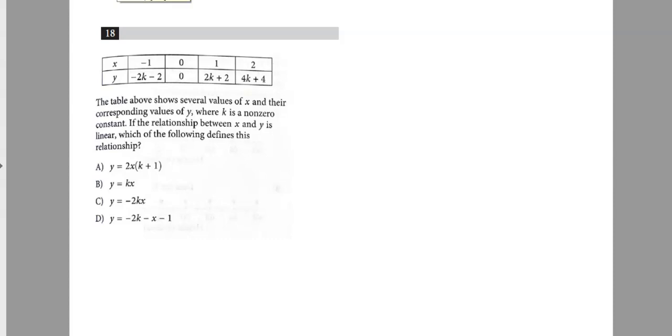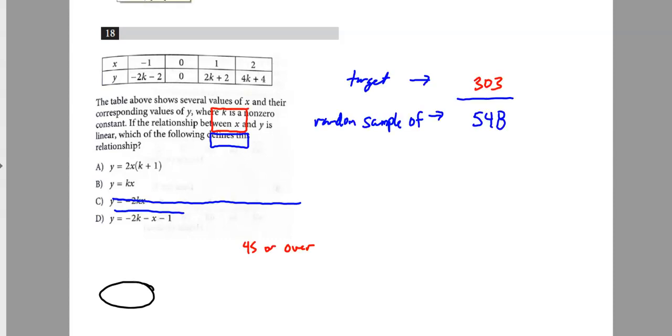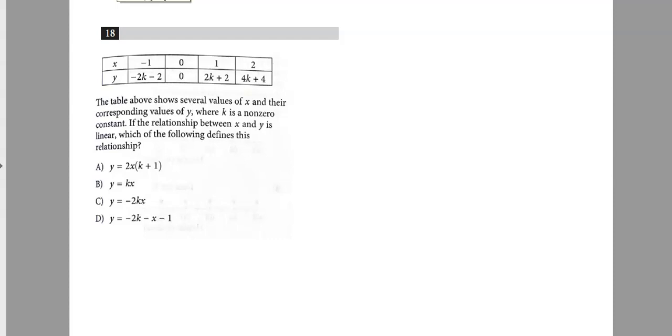Number 18. Let's see what we got here. The table above shows several values of x and their corresponding values of y, where k is a non-zero number. The relationship is linear, so that's important. So basically we have a table, and normally if I have a problem like this, I just do the change in y and the change in x to find the slope. This one is kind of weird though. I've never really seen one like this on here before.